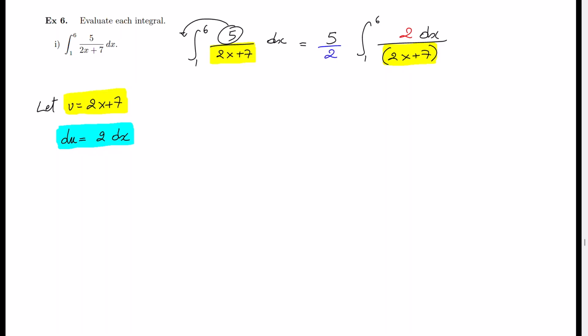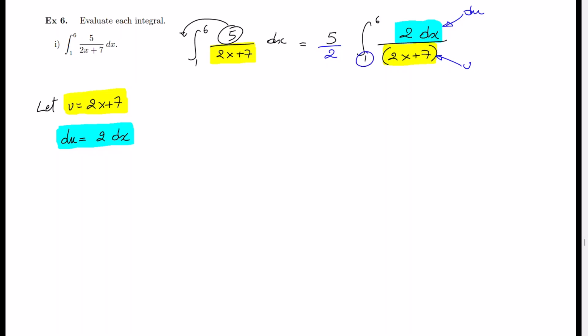Technically, this 2 is going to cancel that 2, so the problem does not change. So that's why it's legal to do that. But obviously, we don't want to cancel. We want to keep the 2dx on the numerator so that we can remove them and replace them with du. So those guys will be du. This will be the u.